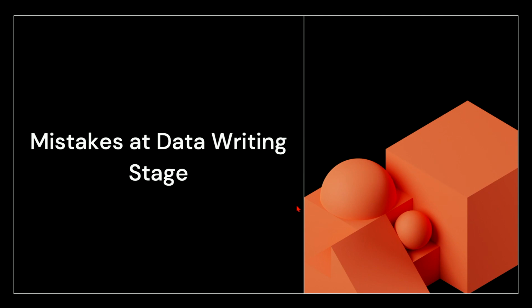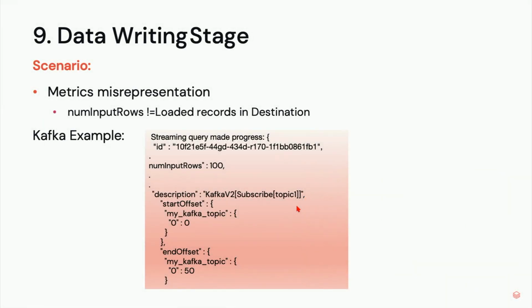Let's discuss the mistakes at the data writing stage. Let's take this scenario. The user started a streaming application. It is trying to fetch the data from Kafka. It is running, and suddenly when he saw the display metrics in the logs, it shows the starting offset for my Kafka topic, partition 0, starting from 0, but the end offset is showing as 50. So it means 50 records got processed. It's always minus 1 at the end, 50 minus 1. So 0 to 49 records got processed.